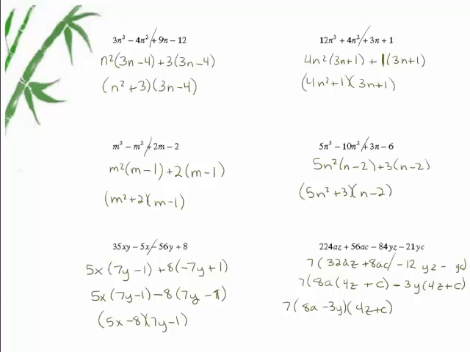When I pull out 8a out of both of these terms, I get 4z plus c. If I pulled out a positive 3 from both of these terms, these would both be negative. So instead I pulled out a negative 3y, leaving me with 4z plus c, which gave me 7 times 8a minus 3y times 4z plus c.